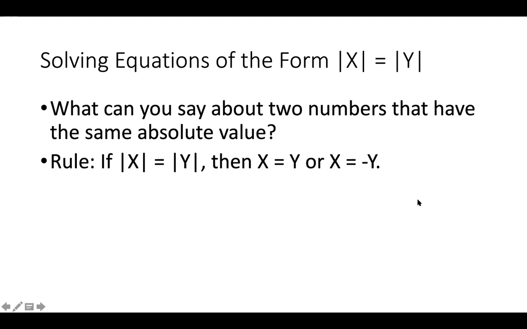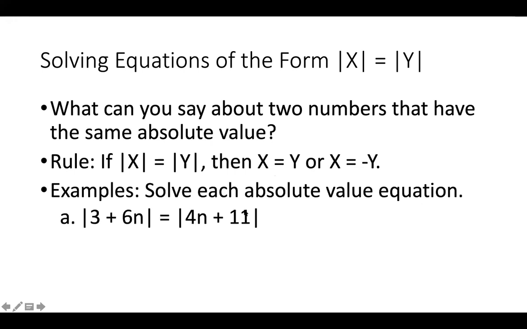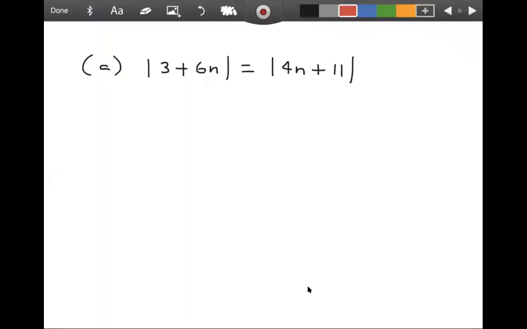So when you see an equation in this form, it's also going to break into two separate equations like you see here. Okay, so I have two examples of that, and then we will already be done with 9.2. So let's switch back to the tablet. Starting with letter A, which is the absolute value of 3 plus 6n is equal to the absolute value of 4n plus 11.